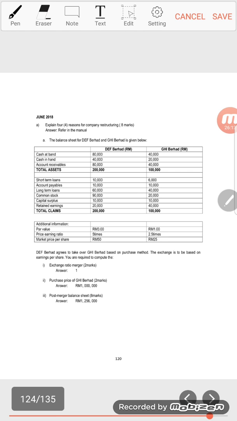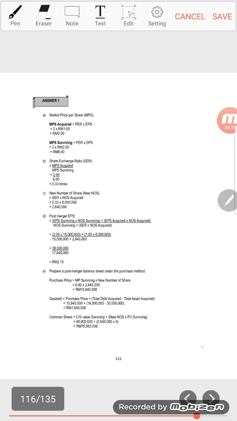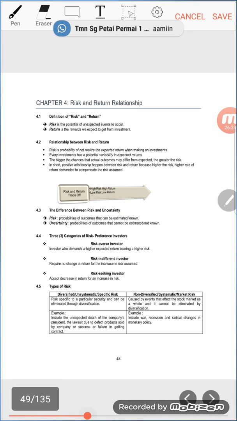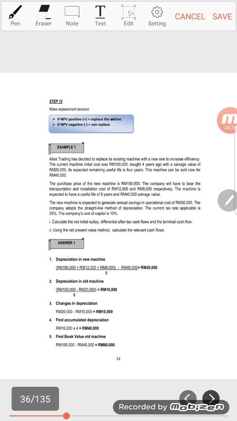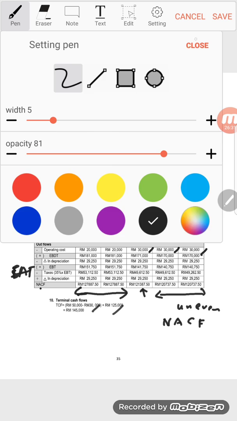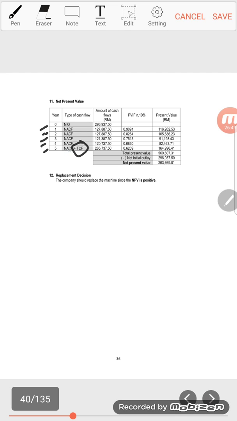Okay. That's why dekat terminal cash flow tadi, ya Allah, mana dah? Oh. Saya dah pergi jauh. That's why dekat terminal cash flow tadi ni, kita hanya ada 2 item je. Changes in salvage value plus dengan net working capital. So, our total cash flow is 145,000. So, this 145,000 tu will be appear in year 5.